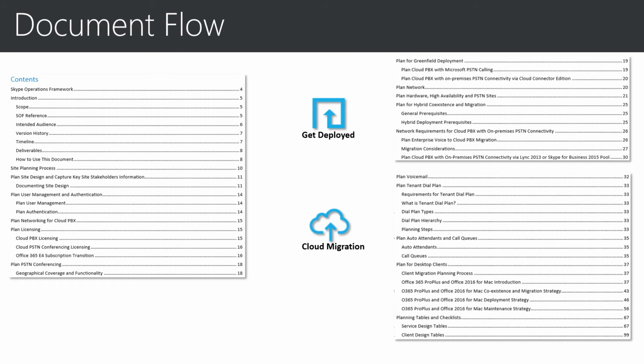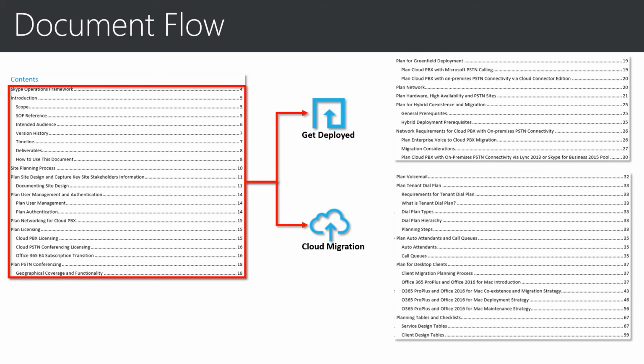Depending on the SOF offers that you follow, you might need to work with the sections that are applicable to your journey, and the document is structured for that specific purpose. The first couple of sections, like user management and authentication, general network planning, licensing, and PSTN conferencing, are applicable to both Get Deployed and cloud migration journeys, and should be followed whether you are performing a greenfield Skype for Business Online deployment or migrating from an on-premises deployment. The greenfield deployment section is only applicable to the Get Deployed offer, with deployments where migration is not in scope.